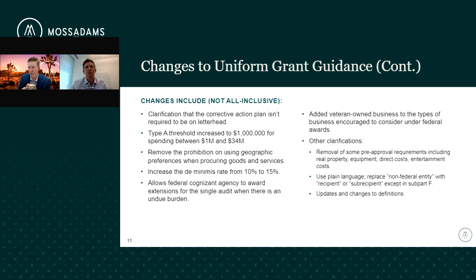De minimis rate. Some of you may use a 10% de minimis rate when you're calculating indirect costs. That's increased from 10 to 15%. So essentially a larger amount captured for your indirect costs.